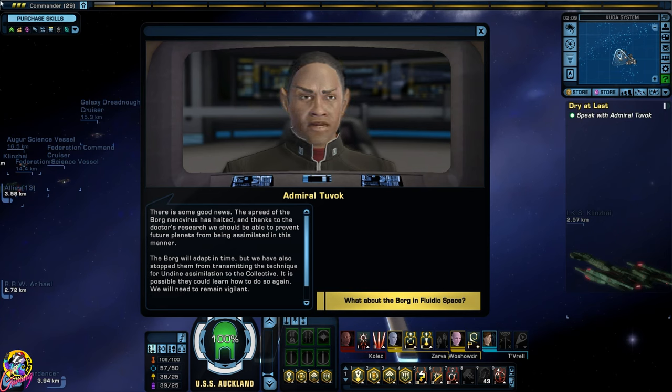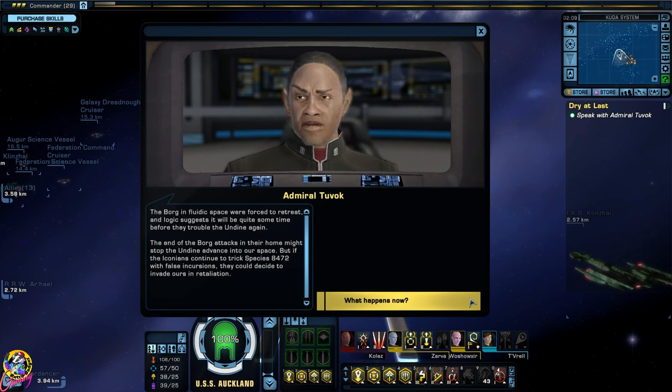The spread of the Borg nanovirus has halted, and thanks to the doctor's research, we should be able to prevent future planets from being assimilated in this manner. The Borg will adapt in time, but we have also stopped them from transmitting the technique for Undine assimilation to the collective. It is possible they could learn how to do so again. We will need to remain vigilant. What about the Borg in fluidic space?